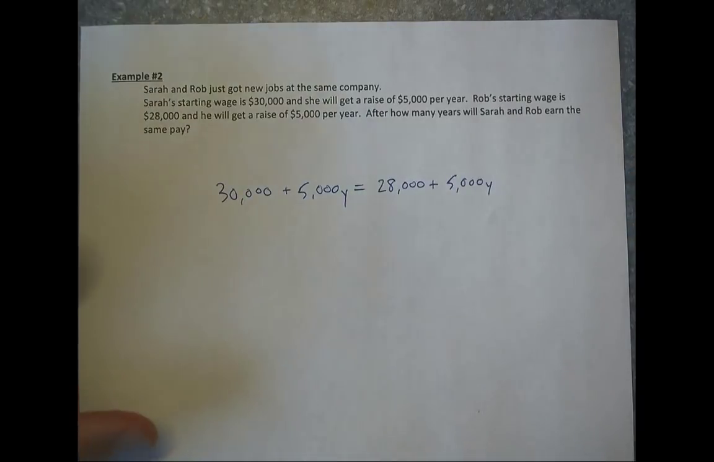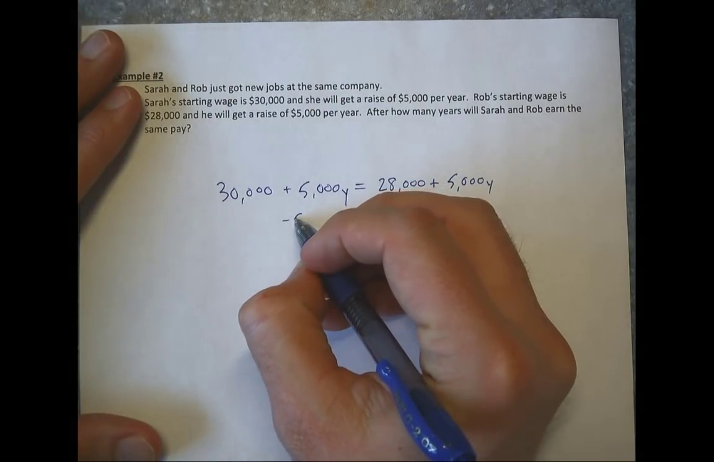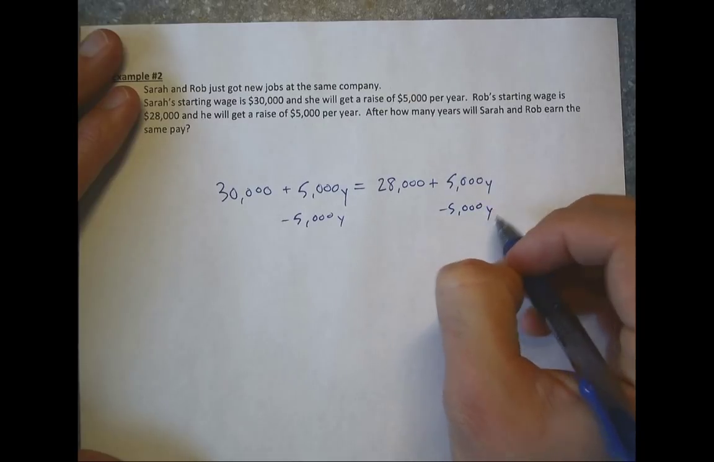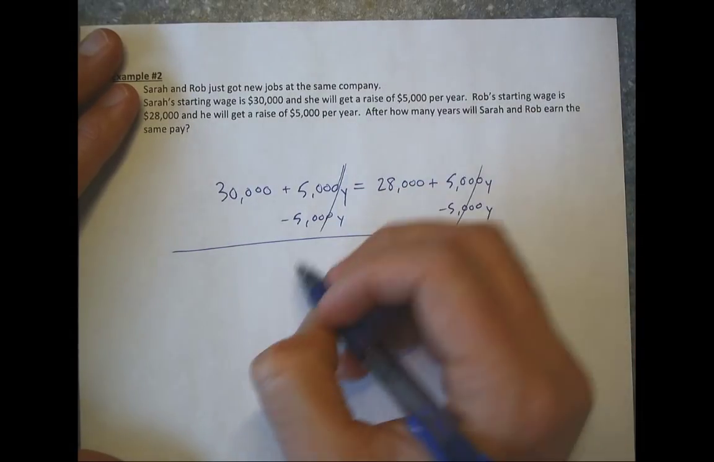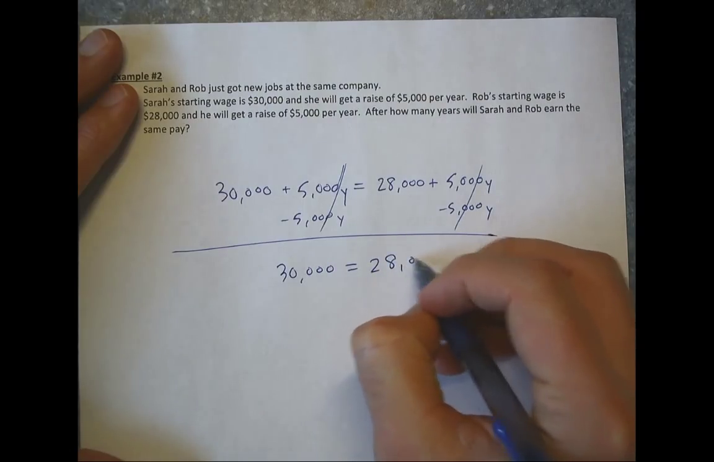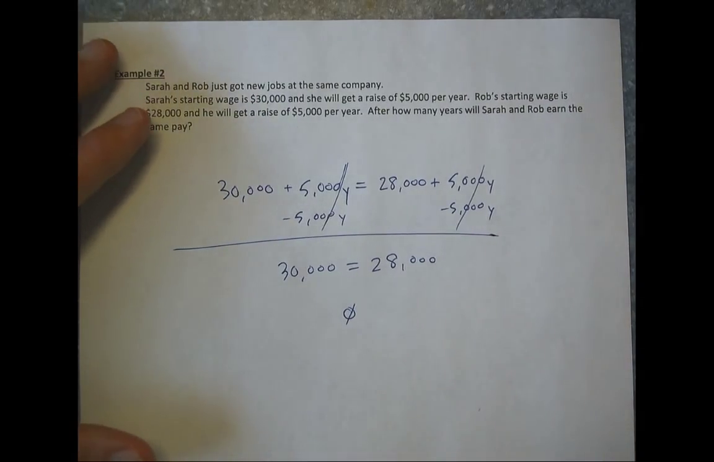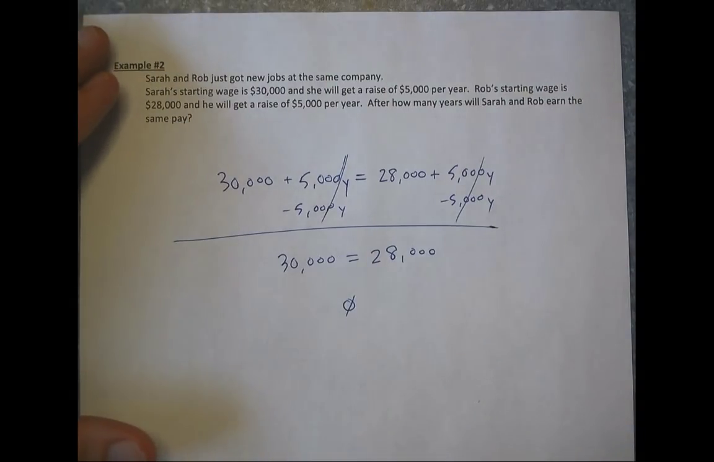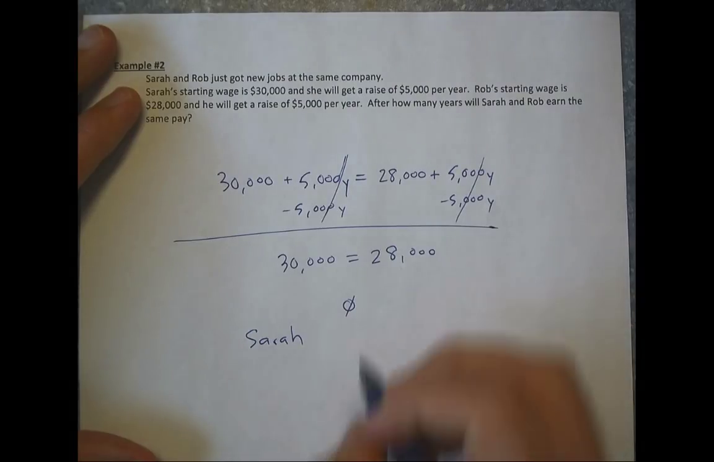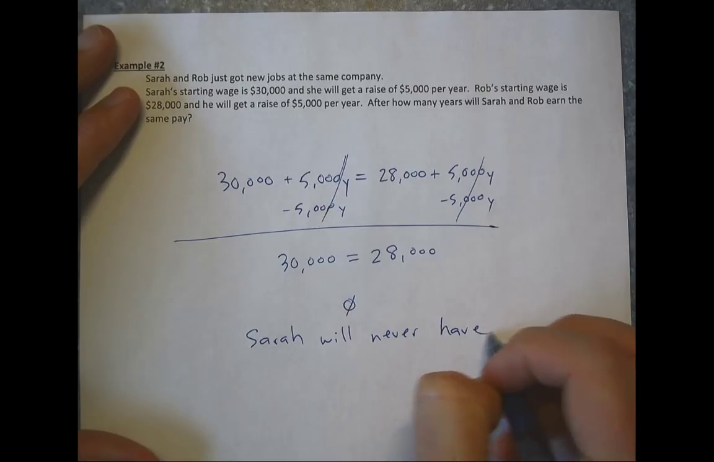So how does this work out mathematically? You've got variables on both sides. So we're going to clear out the smallest one. They're both the same, so that's what we're clearing out. They're going to go away, and we are left with 30,000 equals 28,000. It's false, not true. So there is no solution to this. There's no number of years that we can plug in to make this a true statement. And so with a word problem, it's always good to write your answer in a full sentence. So Sarah will never have the same pay as Rob.